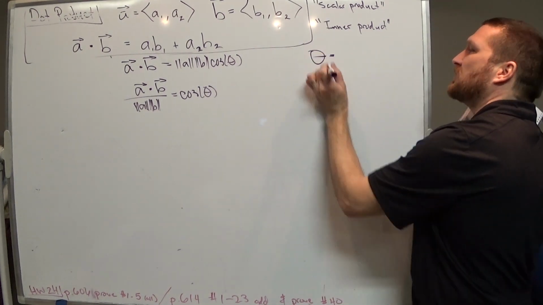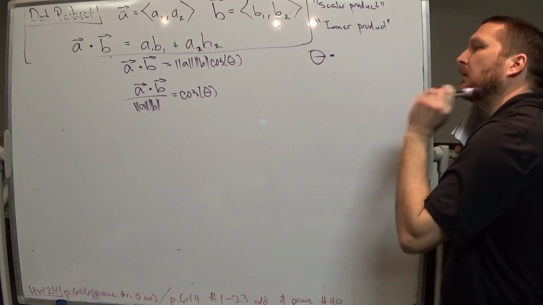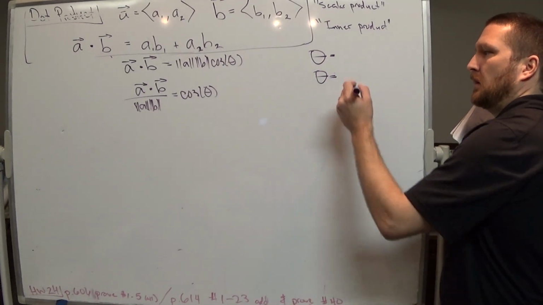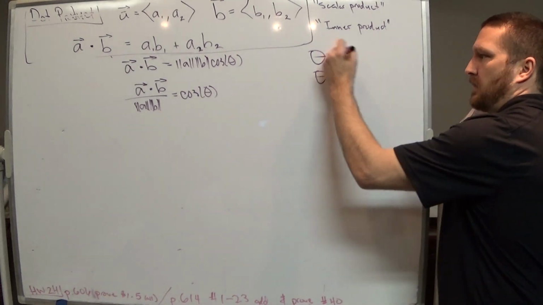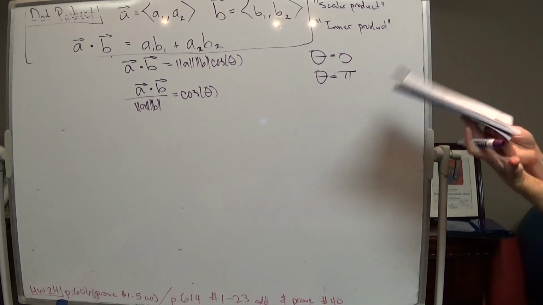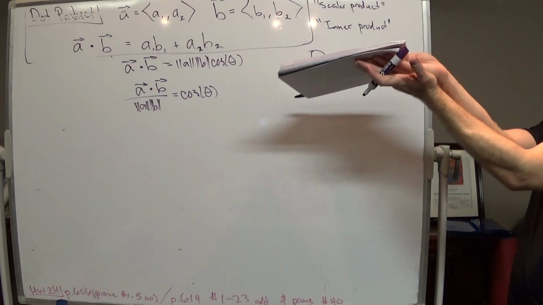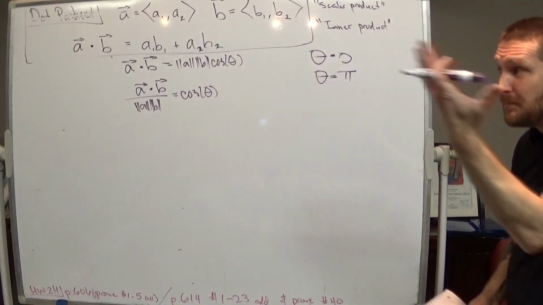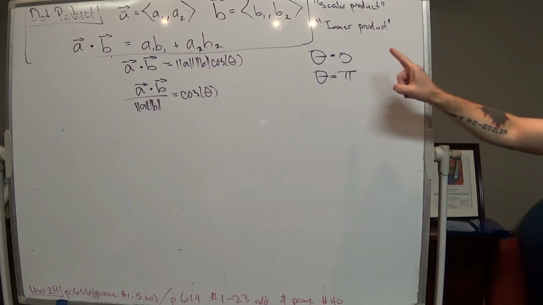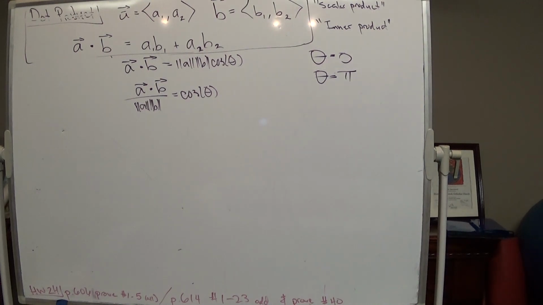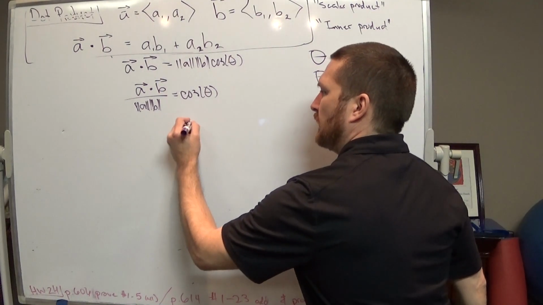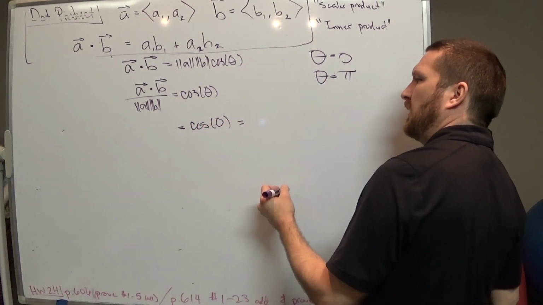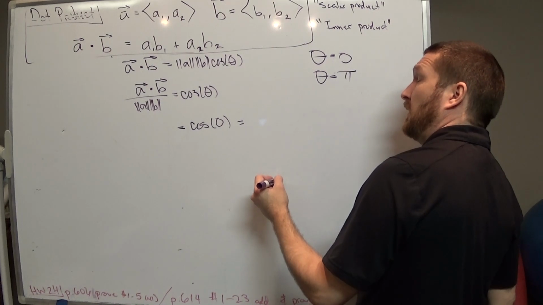So if A and B are parallel, then theta is equal to one of 2 things. What are the possibilities? Pi or 0. Meaning that the angle between them is either 0, meaning they're in the same direction, or it's pi, meaning they're in exact opposite directions. That's what it means to be parallel. So let's just see what happens if it is parallel. Cosine of 0 is equal to what?